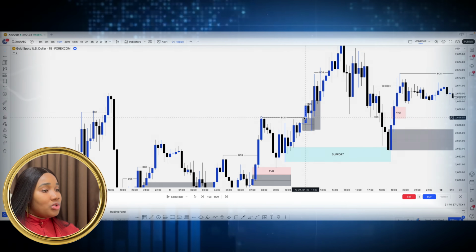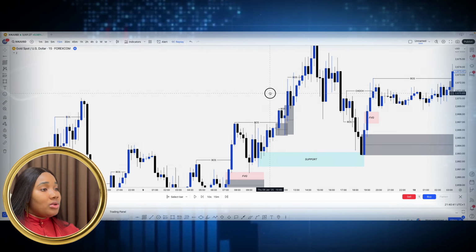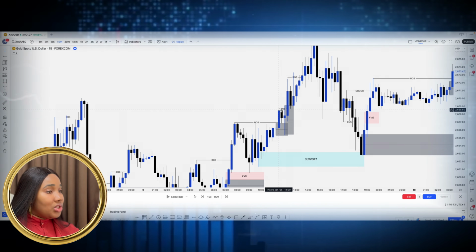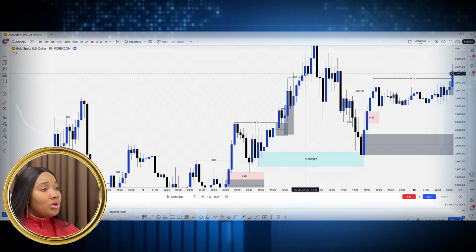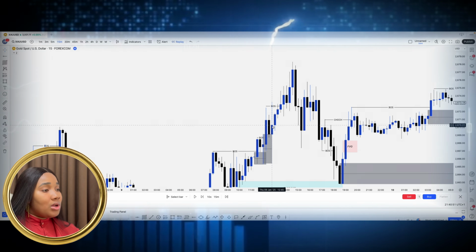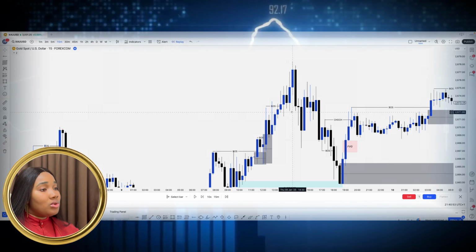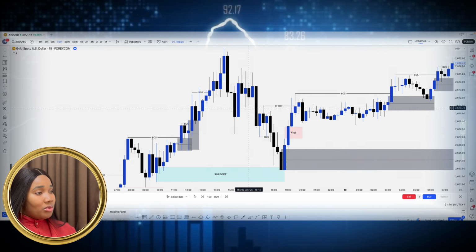Another break of structure, origin, price came back into the order block, dished out the movement. So here, the order block is dishing out the movement. Another break of structure, the order block, price came back into the order block, dished out the movement. Another break of structure. So this particular origin, no FVG present. So it will not be the type of origin I'll be looking to take trades from.